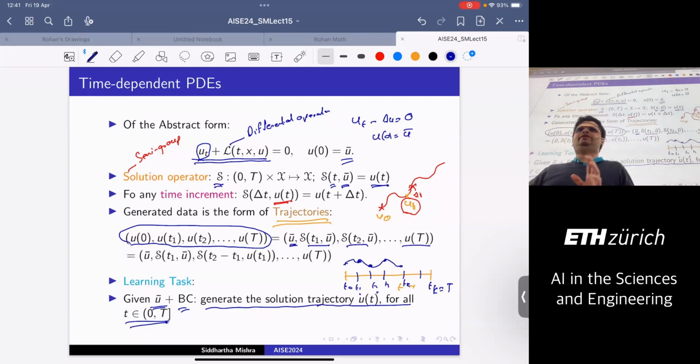Is this clear? The difference between streaming data and the sort of learning task that I have set here, which is harder because you don't have access. You only have access to initial conditions, and then you have to learn. So this is an important point that I wanted to mention.